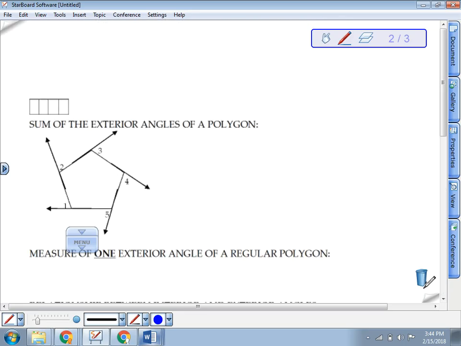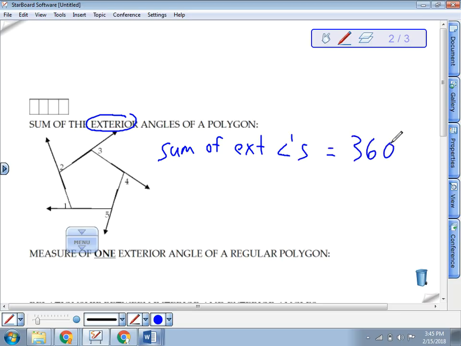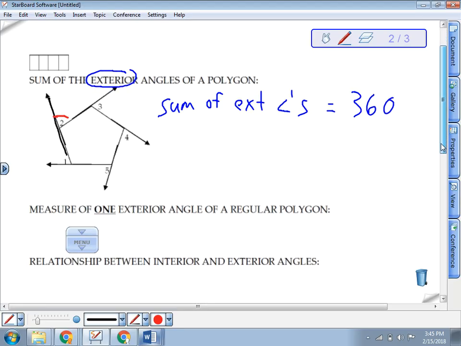Now we're going to talk about exterior angles. Exterior angles, again, that means outside. So all you need to know for exterior angles, no matter what the shape, the sum of exterior angles, if you add them all up in any polygon, is always going to equal 360 degrees. Every time I add up these exterior angles, and this is an example of an exterior angle, when you extend the side, the angle formed right here is an exterior angle. Now, we know they all add up to 360.